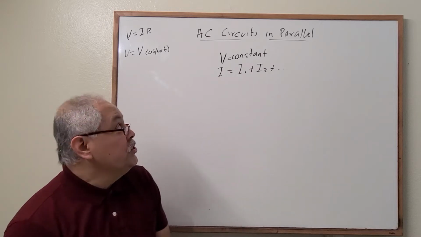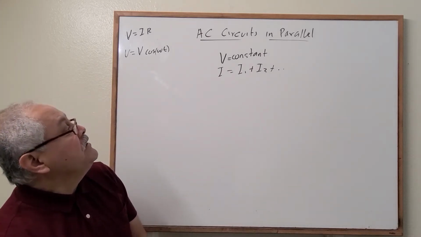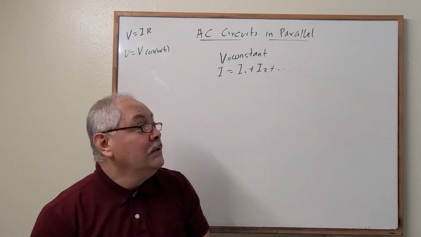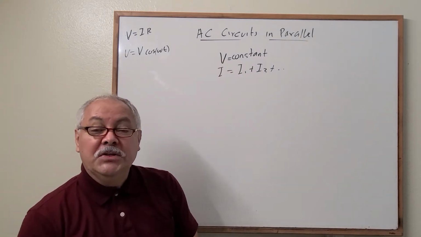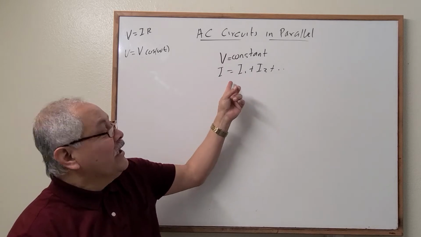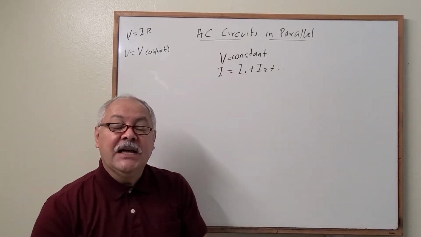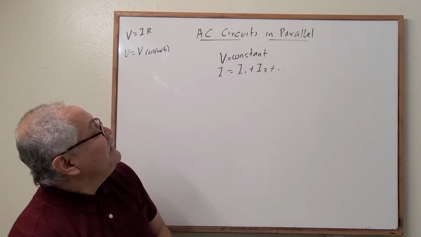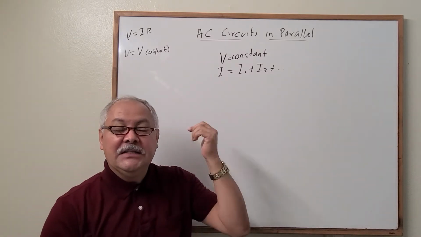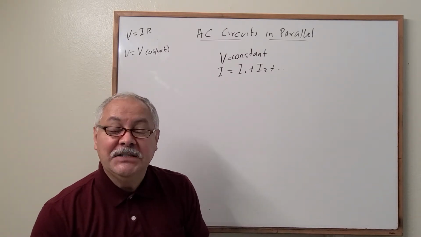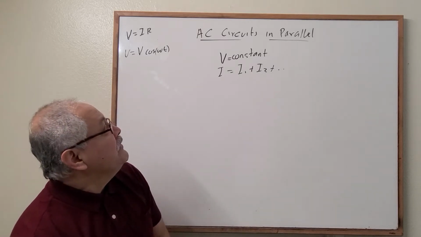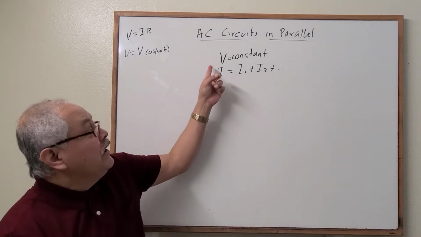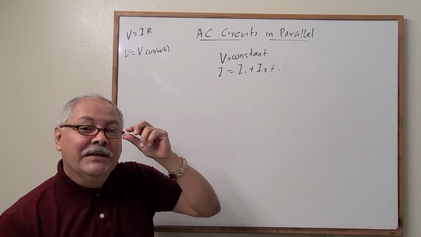Okay, let's go to AC circuits in parallel. As we know, when we're dealing with circuits in parallel, the voltage is constant and the current is the sum of the current through each branch. Great. In this analysis, we do the same thing as when we have circuits in series, right? We're looking for the relationship between the voltage and the current.